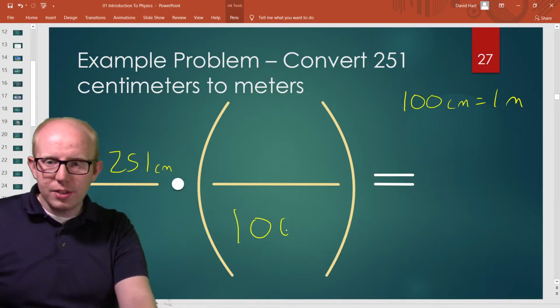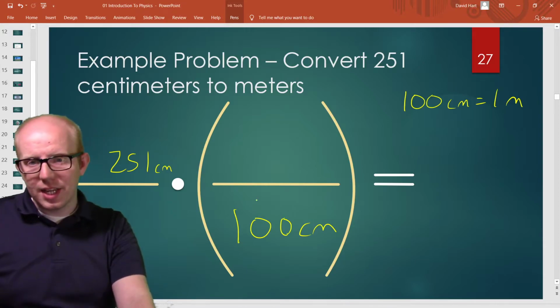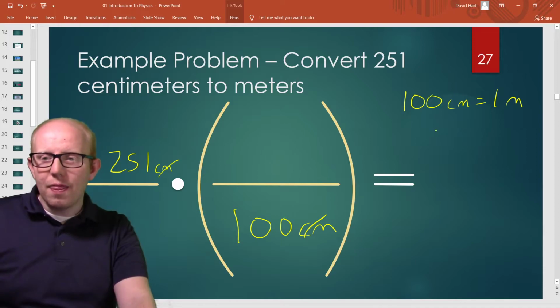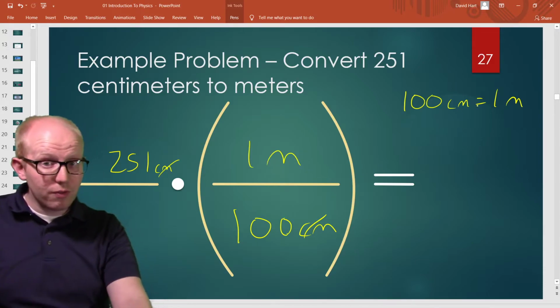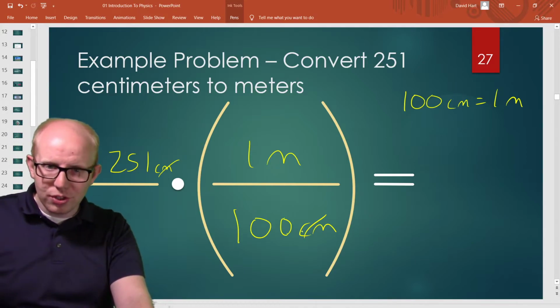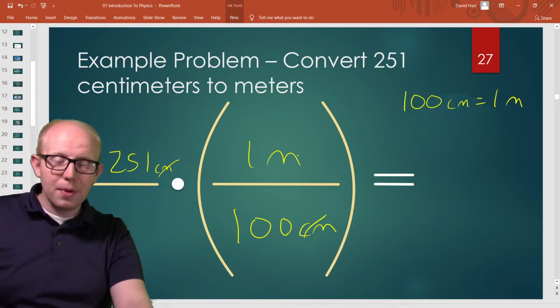So I'm going to write 100 centimeters down here, so that cancels out with the centimeters here. Okay, so those are going to cancel out. And then I put the 1 meter on top. So you find your conversion factor, you look for the unit you want to cancel out. You make sure that one's on the bottom so that you're left with the unit you want on top.